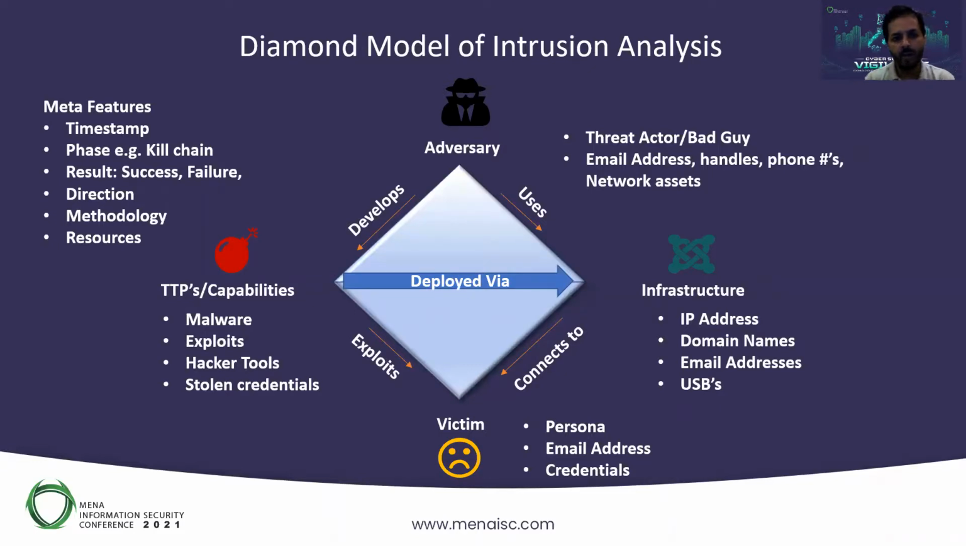In the interest of time, I won't go into detail on the diamond model of intrusion analysis. This was developed in 2006. It basically says there are 4 main nodes to consider for any one given security event: the adversary, infrastructure, the victim, and the TTPs, and they have certain metadata associated with them.